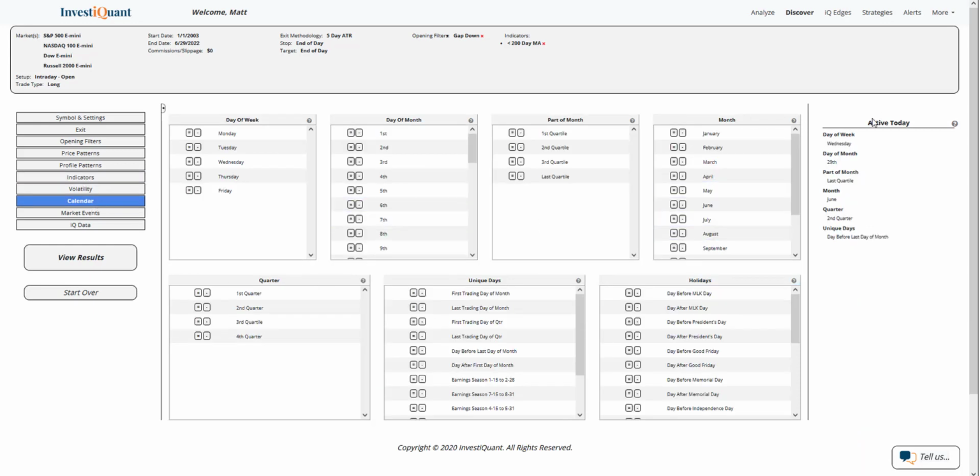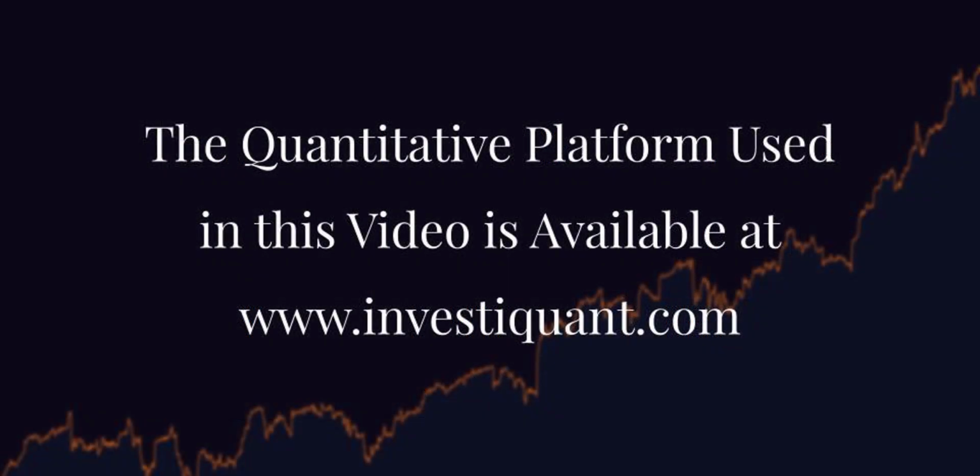So I'm going to leave that out, and then I'm going to go to the calendar library, and I'm going to grab that unique day from the active today over here, day before last day of the month. Just clicked on that. You can see it's been added to the test. This is everything that I want for this one. Let me go ahead and click View Results.